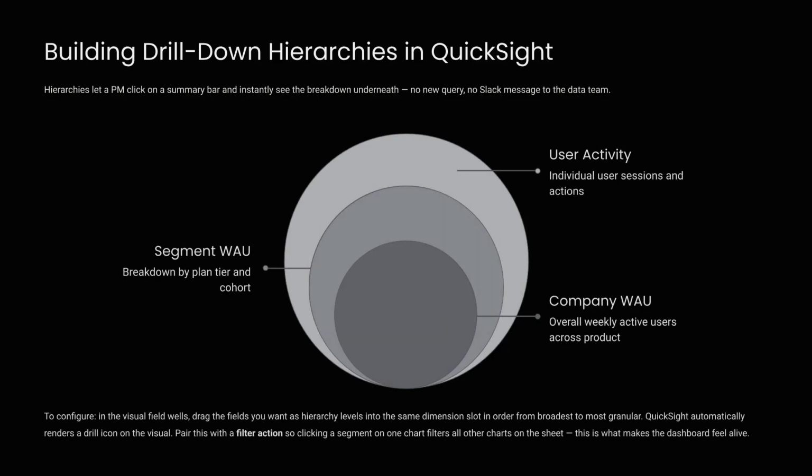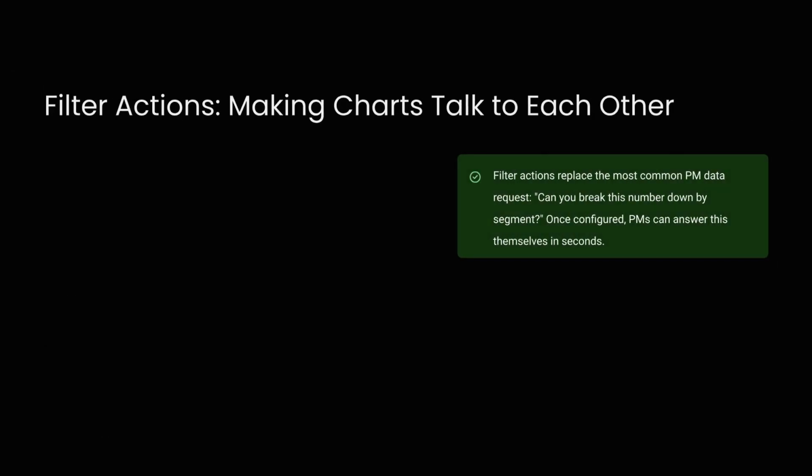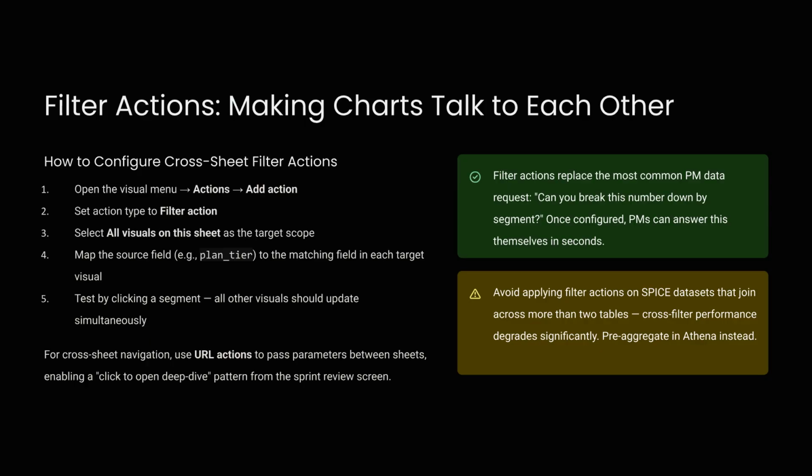Combine this with filter actions so a click on one chart filters all others, making the dashboard dynamic. Filter actions make charts talk to each other, replacing common data requests. Configure them by setting the action type to filter action and selecting all visuals on this sheet as the target scope. Use URL actions for cross-sheet navigation.